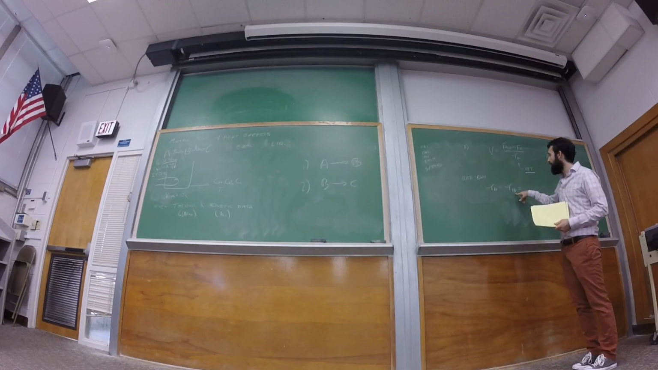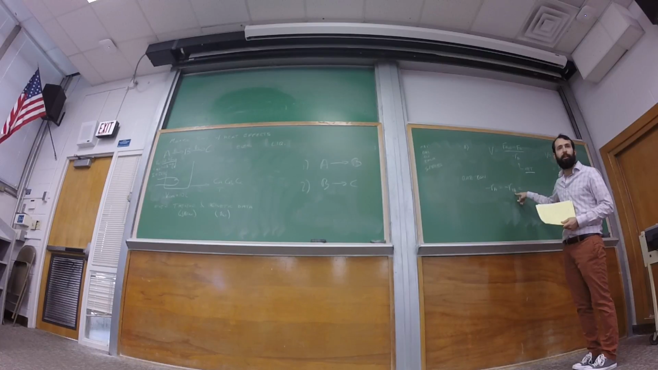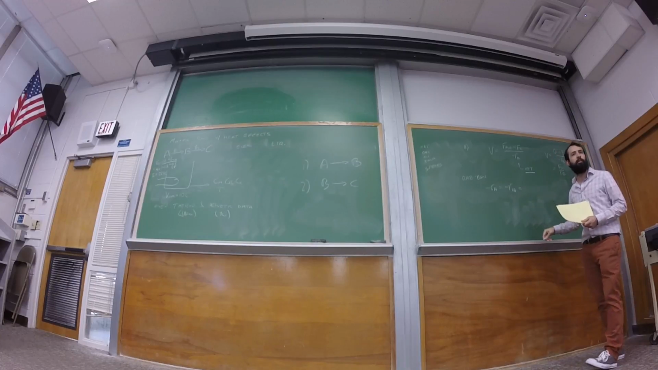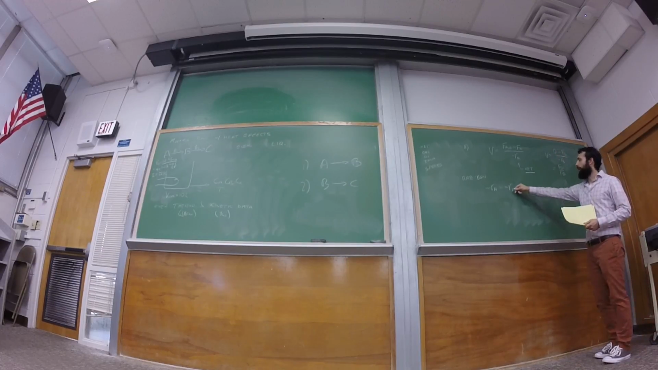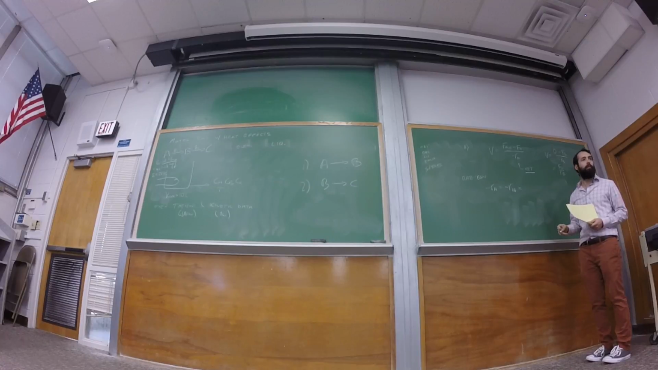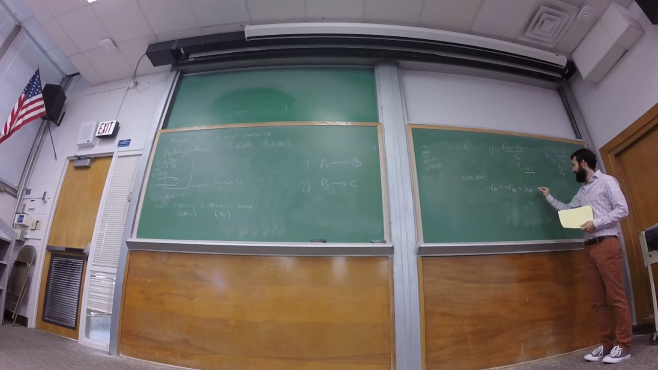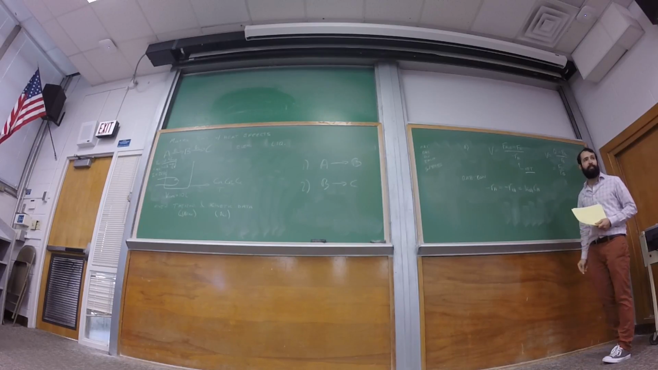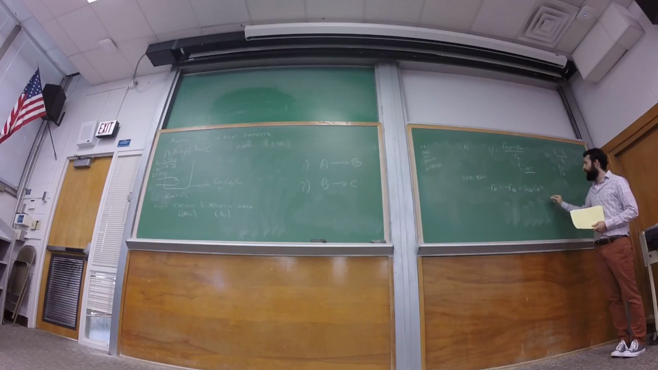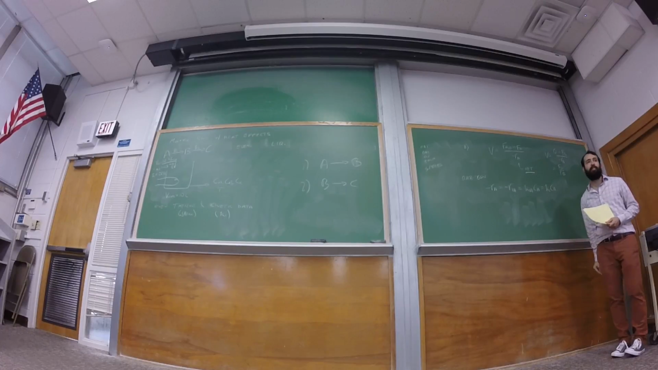But I didn't say that this was production or consumption. This is the same thing. This is still production. RA is production, R1A is production. Oh, so the sign has to match. Oh, okay. Fine. Yeah. All right, so what is this equal to? Negative K1A CA, which is also equal to negative K1 CA.